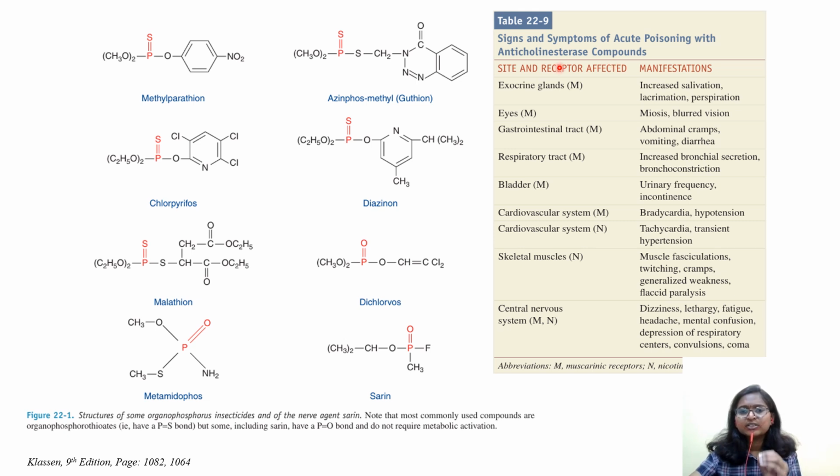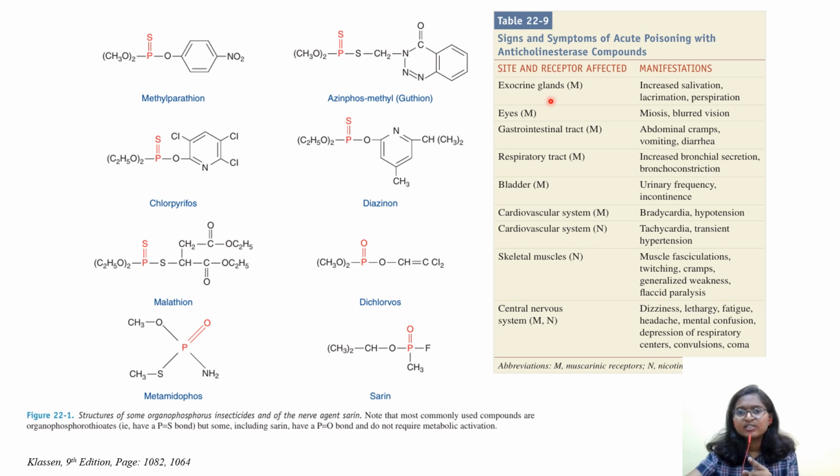For example, this acetylcholine is there. If you are inhibiting this enzyme, the cholinesterase, so what happens? Acetylcholine will not break down. Acetylcholine level will be increased at the synapse. Then we will have cholinergic syndrome. So what kind of symptoms you will be having, that we will see. So, site and receptor affected, and manifestation.